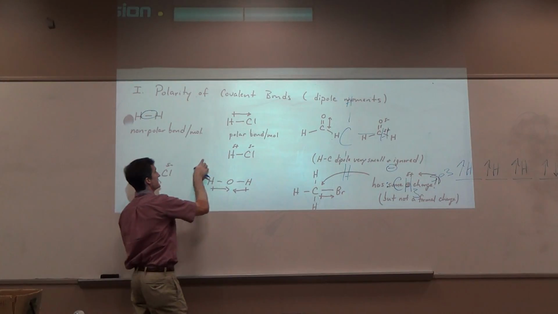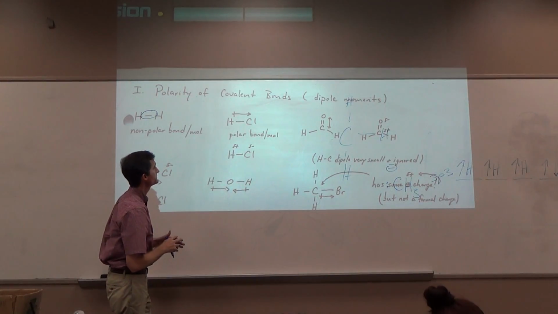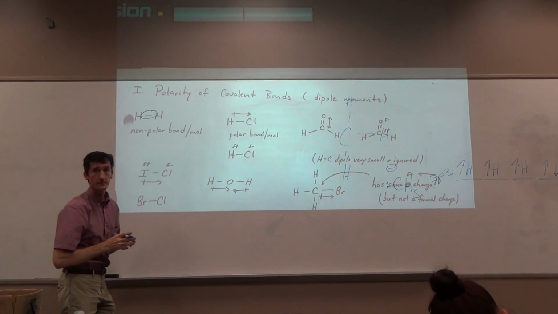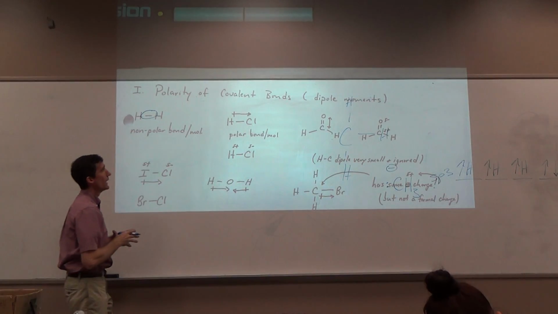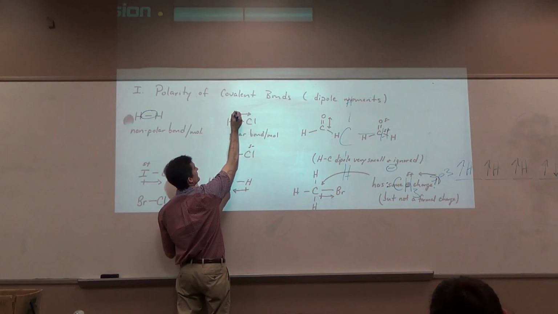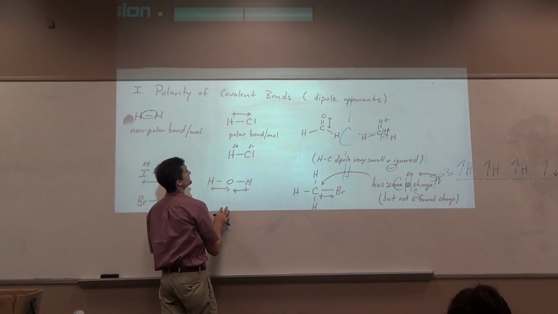On the other hand, with HCl, we have a difference in electronegativity, a pretty large difference. Chlorine is more electronegative, being to the right of the periodic table. We can illustrate this with a dipole arrow, with a plus on this end and electrons being shown this way with the arrow.